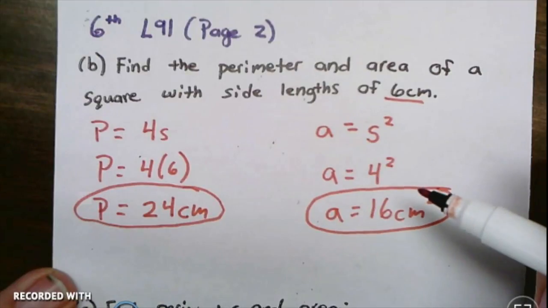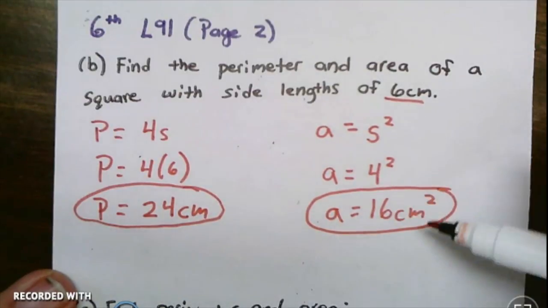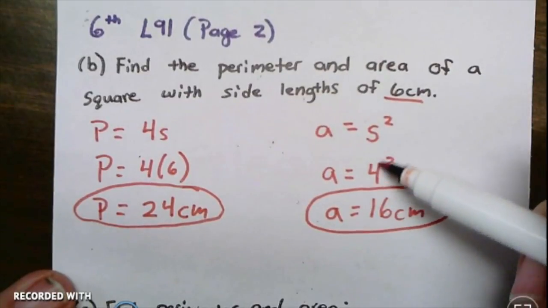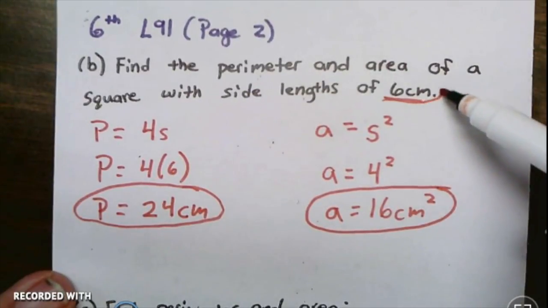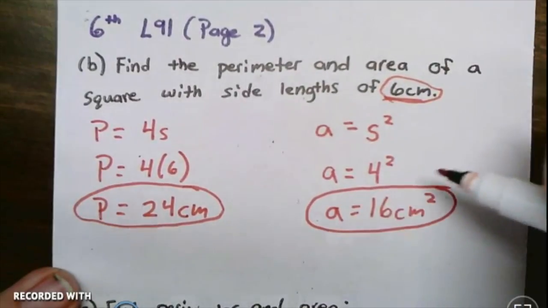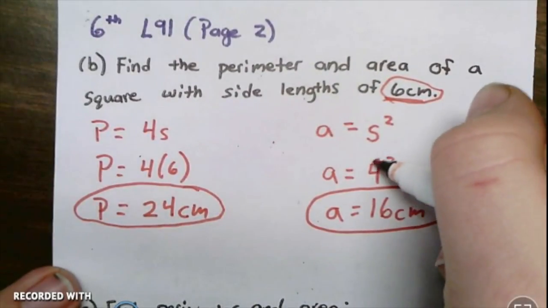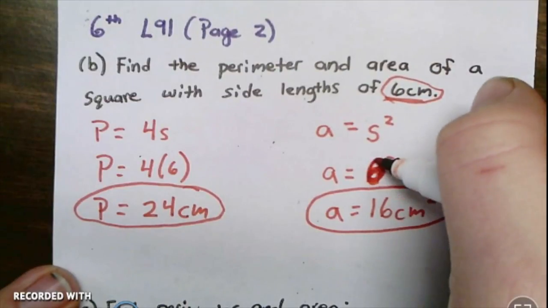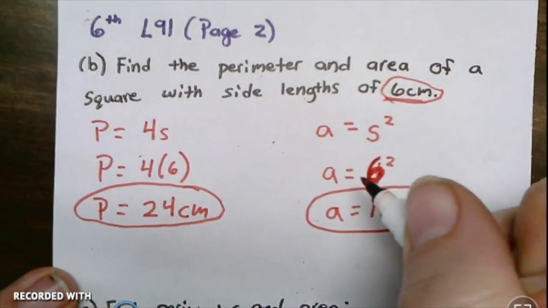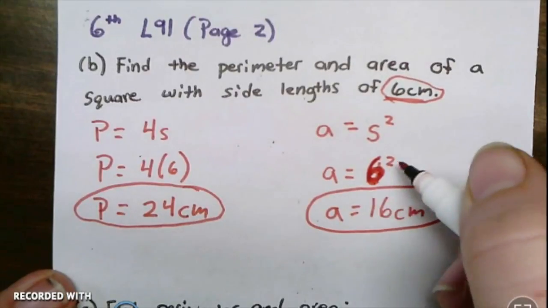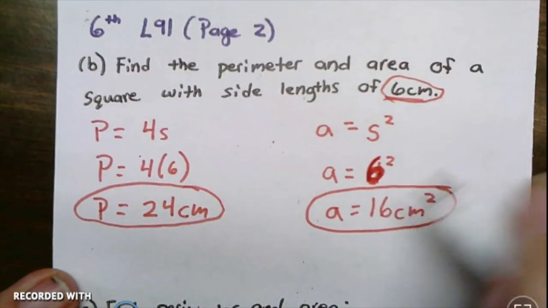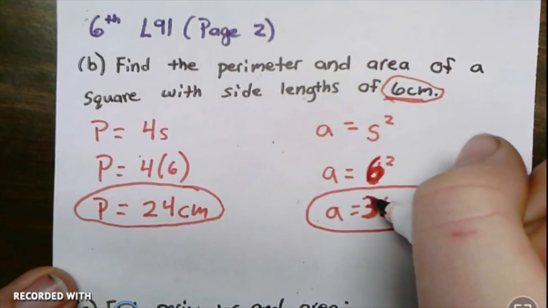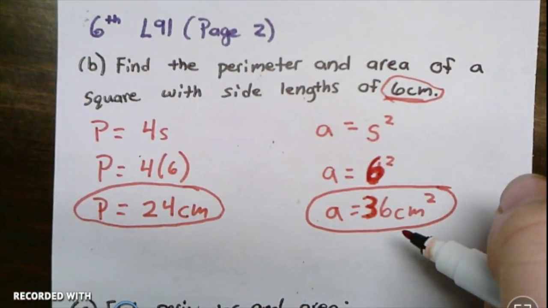Oh no! Not 4. Did you catch that mistake? What did I do wrong? I plugged in a 4 instead of a 6. See, that's why you always have to check your work. Even I can make mistakes. But because I showed my work, I know exactly what I did, and it's easy for me to fix. So A equals 6 squared, and 6 times 6 is not 16. It is 36 centimeters squared.